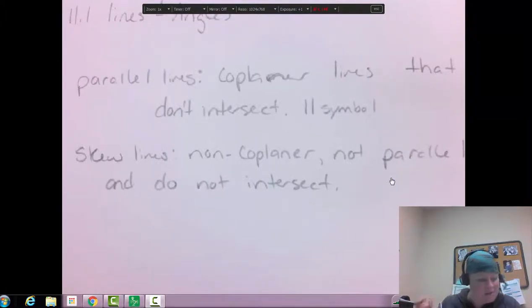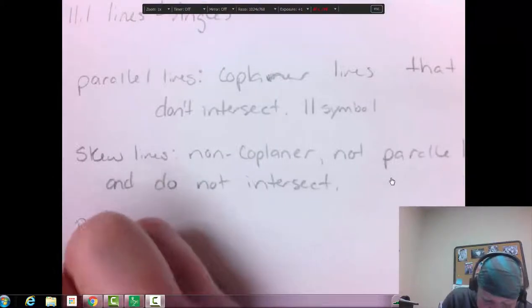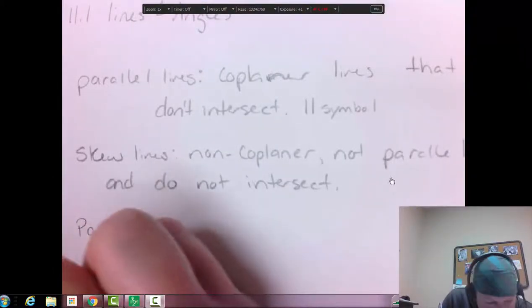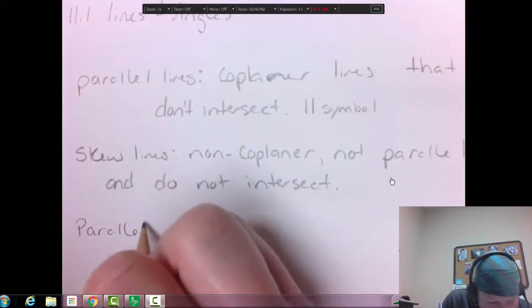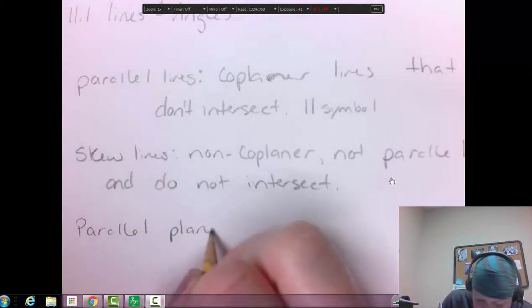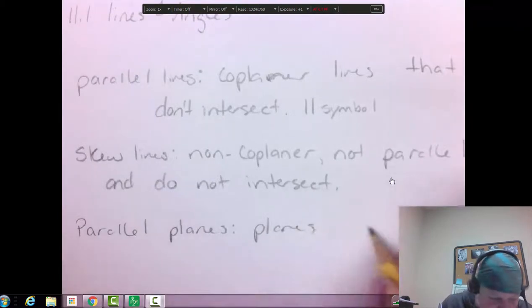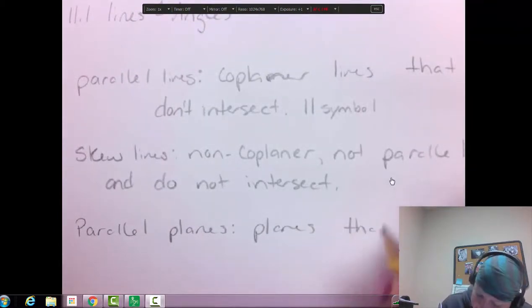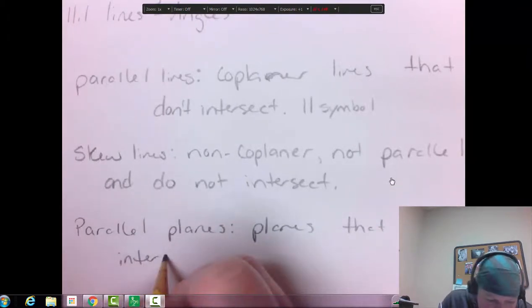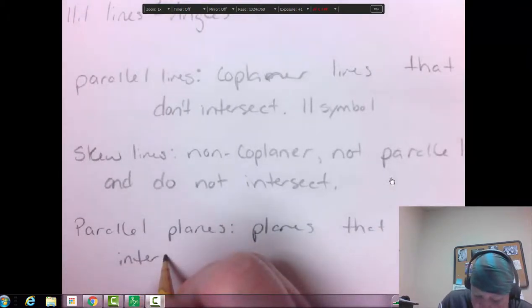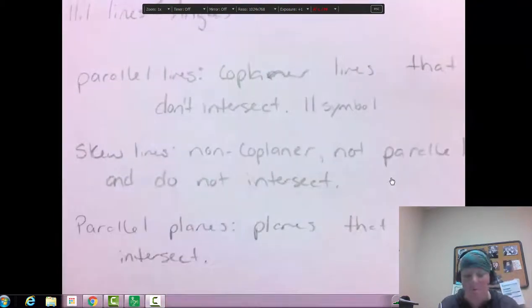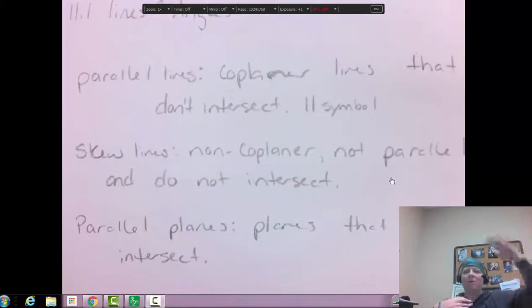Okay, so skew lines, and then we also have the definition of parallel planes. Again, I'll draw a picture in just a second. These are planes that don't intersect. My example of this would be your roof and your floor. They are both parallel, and they don't intersect.